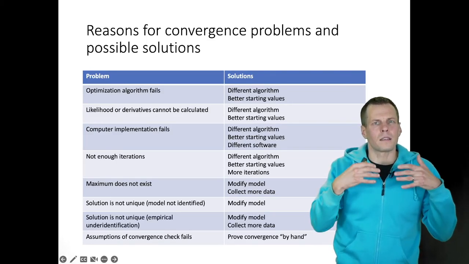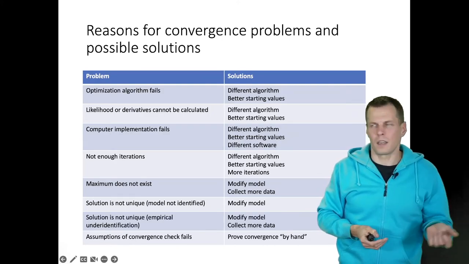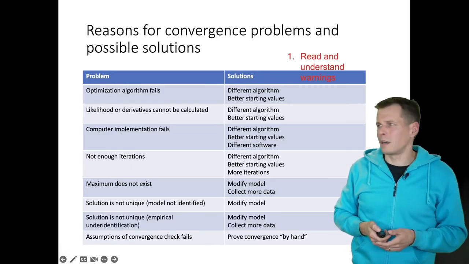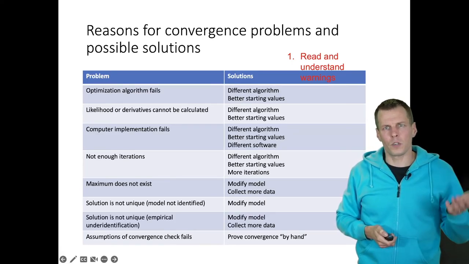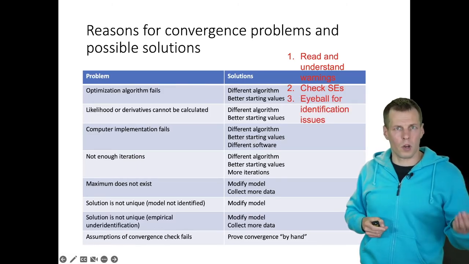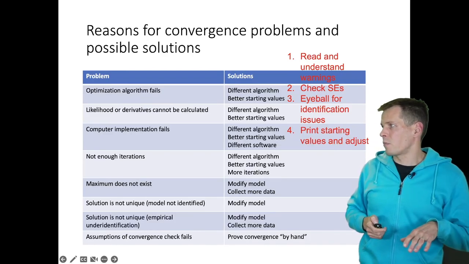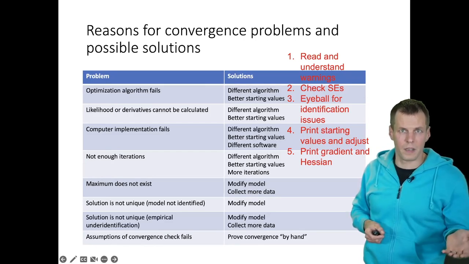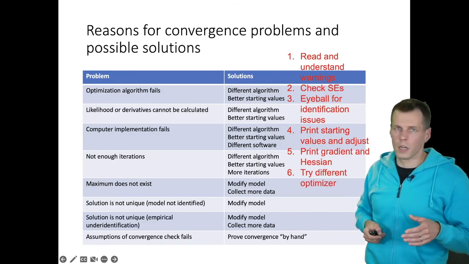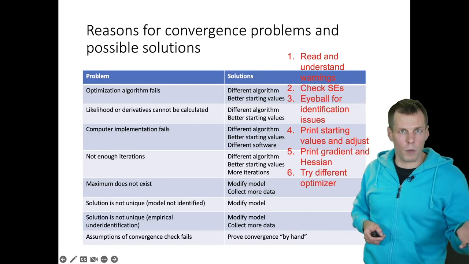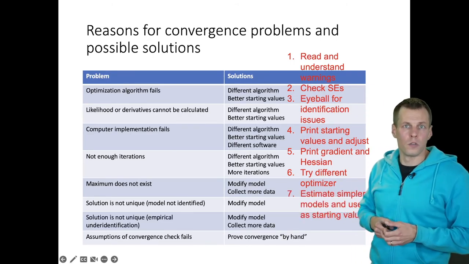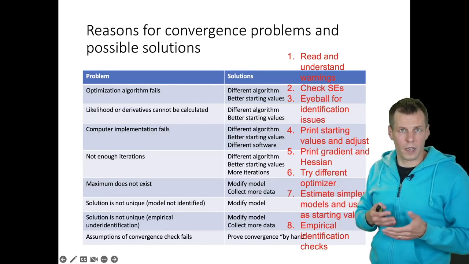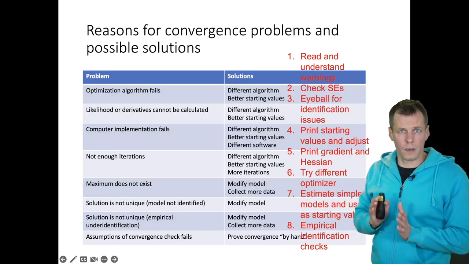These 7 different ways can help you to check how these various estimation or troubleshooting techniques work. My workflow for dealing with this is I would first read warnings if there are any. Then I would check standard errors. I would eyeball identification issues after drawing a path diagram, print starting values and adjust if needed, print gradient and Hessian, or print the variance covariance matrix of the estimates. That tells you something about identification quite often. Try a different optimizer. It wouldn't solve any of these problems, but you might still try. Then estimate simpler models and use those as starting values. That might work for some of these cases. And then empirical identification checks, like simulating data sets or running the same model using different sets of starting values.